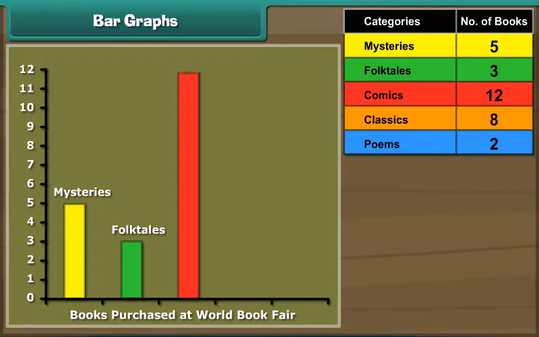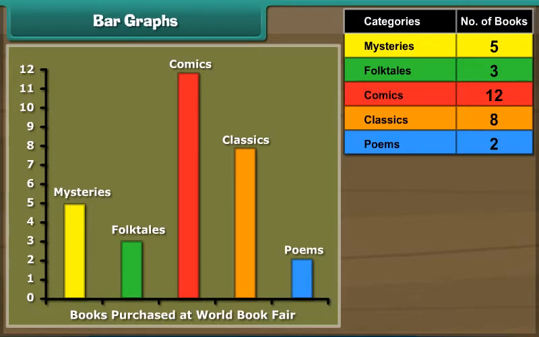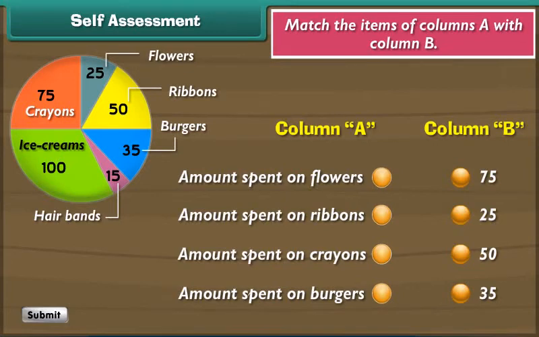Next, we draw a bar 12 centimeters tall to represent comics. We now draw a bar 8 centimeters tall for classics. Last, we draw a bar 2 centimeters tall for poems. The bar graph is ready. Match the items of column A with column B.